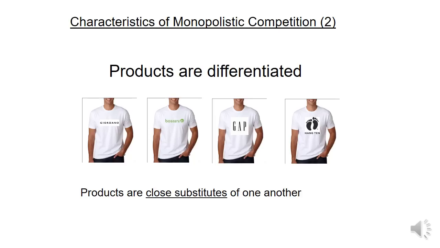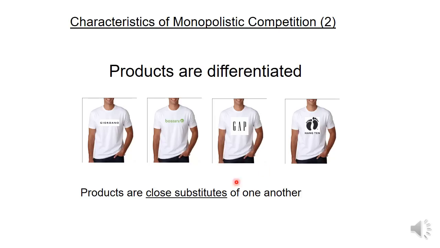Now, one of the reasons why monopolistic competition sellers have some kind of market share is because the products are no longer exactly the same. The products are now what we call differentiated. Okay, so same white T-shirt but different branding. This is a way that you differentiate your product in this market structure. So the products are not homogeneous anymore.